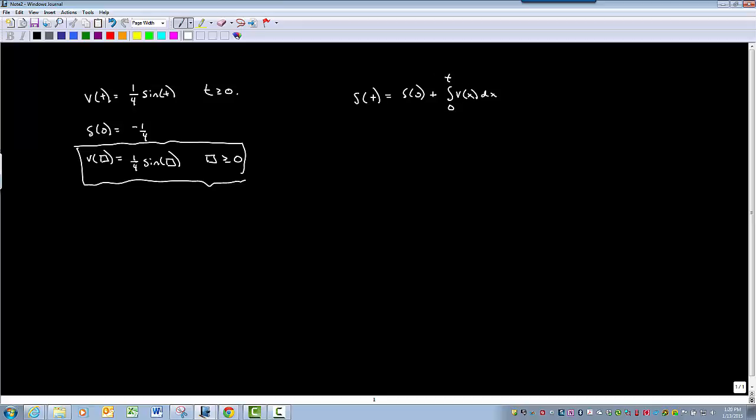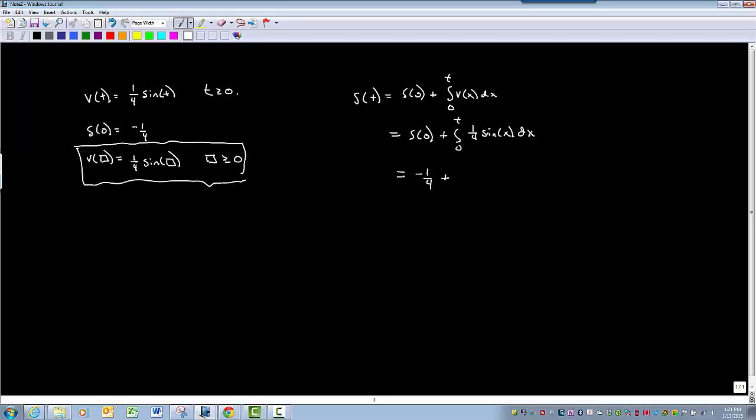Now we have a function to replace this. So v(x), plus the integral from 0 to t, whoops, that's supposed to be a plus sign, not equals. So 0 to t, this is a t, not a plus sign. Now v(x) is 1/4 sine x dx, like that. So this is the position function right here. So s(0) we know is negative 1/4.